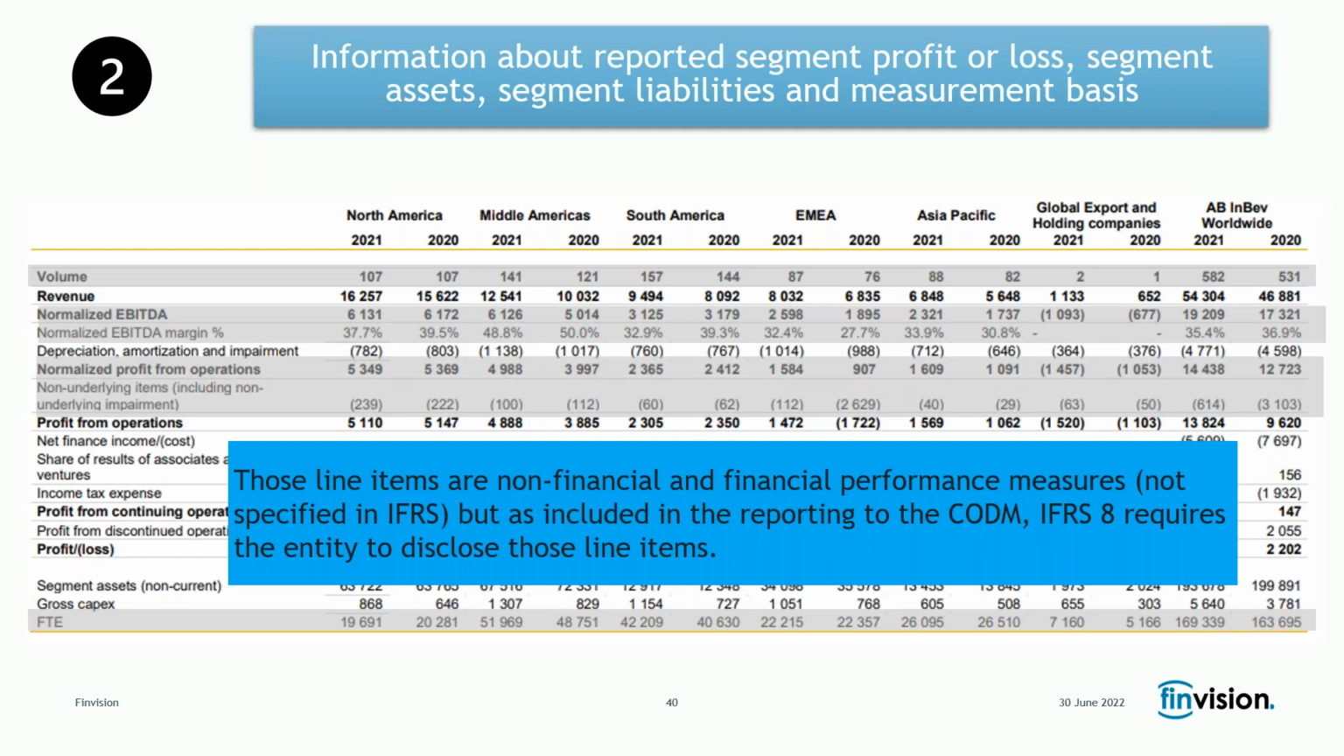So again, very often what you will see, there is a glossary in the annual report, and this will explain how volume is determined, what is the normalized EBITDA, how is it really calculated, what is the closest IFRS basis. For example, normalized EBITDA, closest IFRS basis will normally be profit from operations, operating profit. So those are requirements that you need to explain in your financial statements.